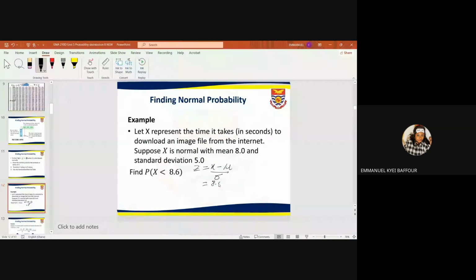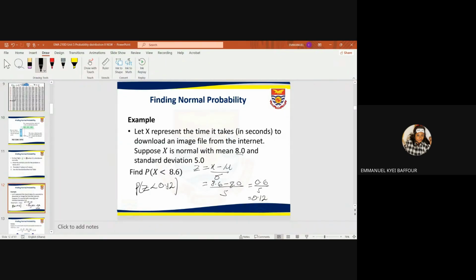So for that, X minus the mean, as stated in the question as 8.0, divided by the standard deviation, which is 5. So this is going to give us 0.6 divided by 5, which will give us 0.12. So now you have your z to be less than 0.12.